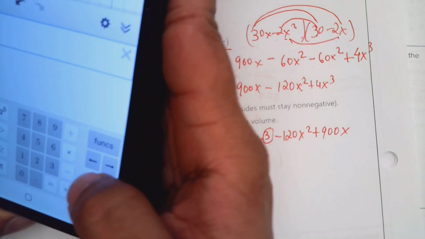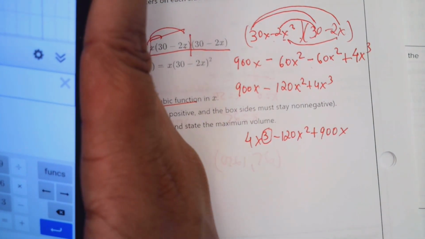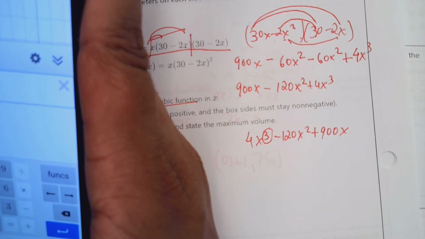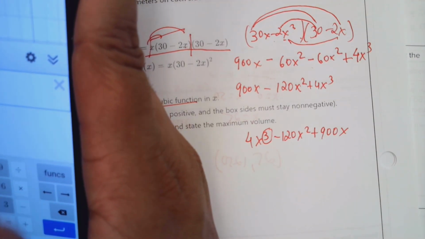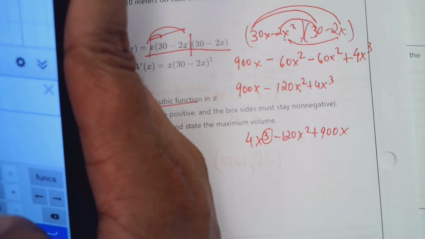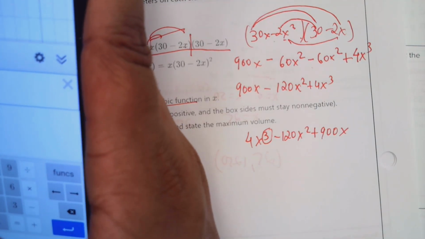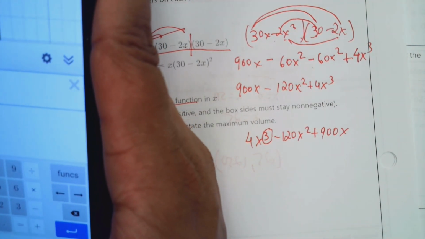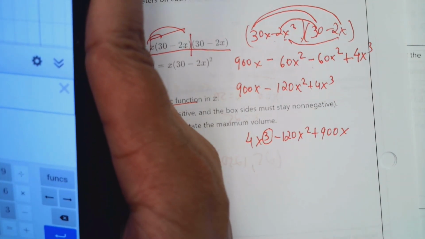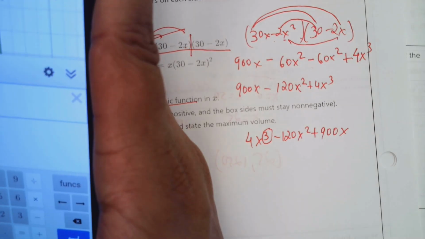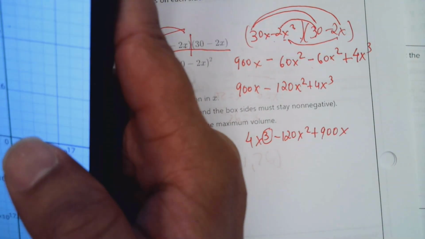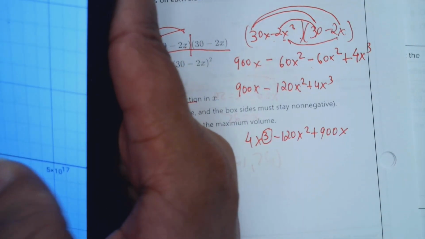Let me do this again. Let's just do what we did: 4x cubed minus 120x squared plus 900x. Yep. Okay.